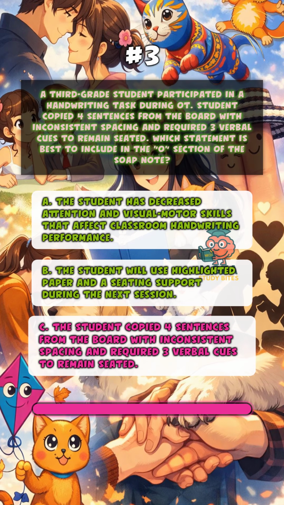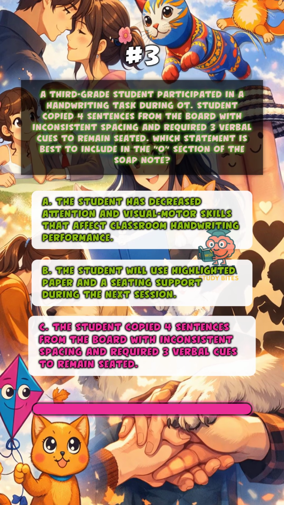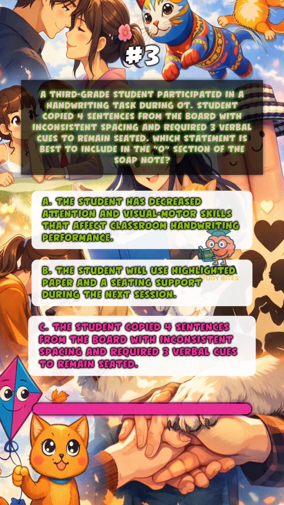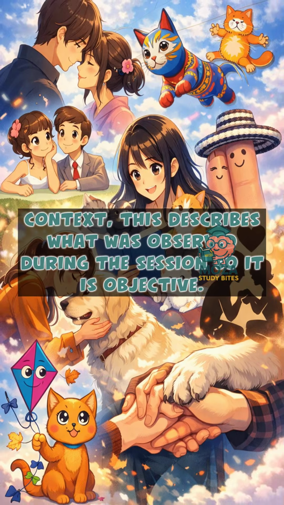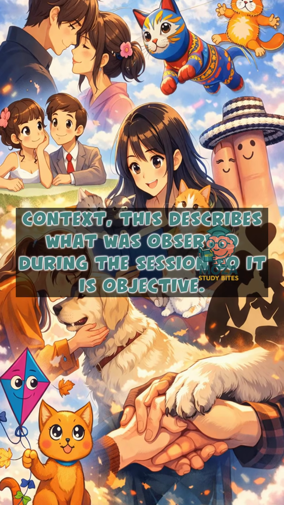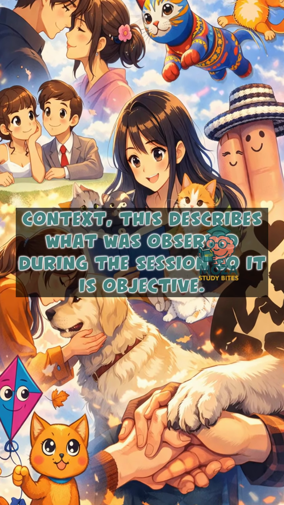C. The student copied 4 sentences from the board with inconsistent spacing and required 3 verbal cues to remain seated. Context: this describes what was observed during the session, so it is objective.